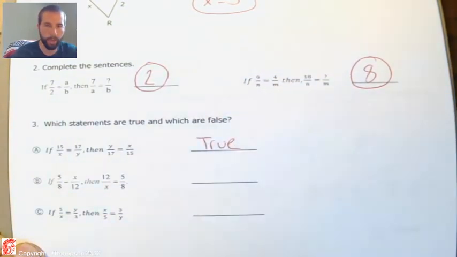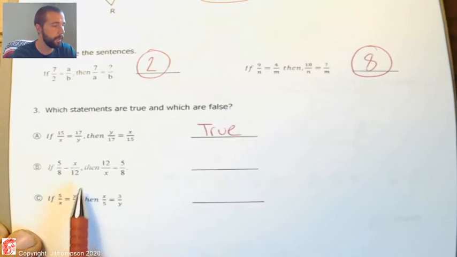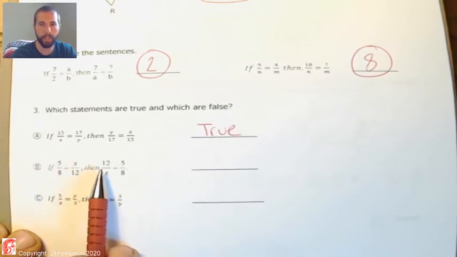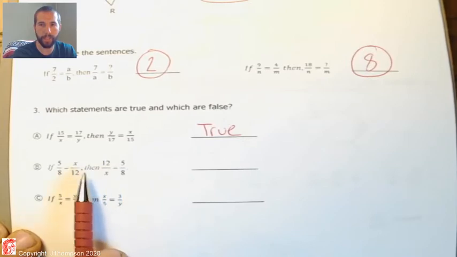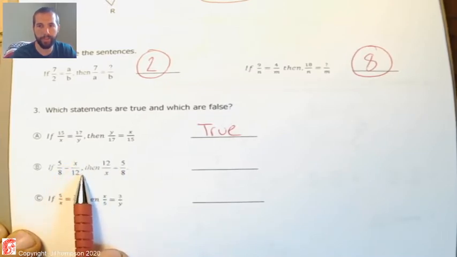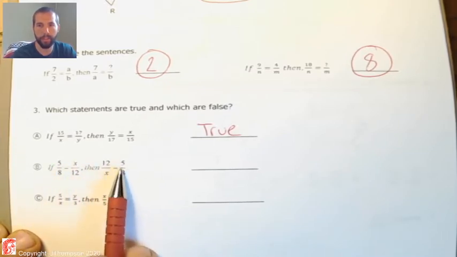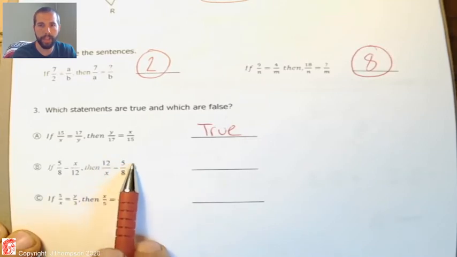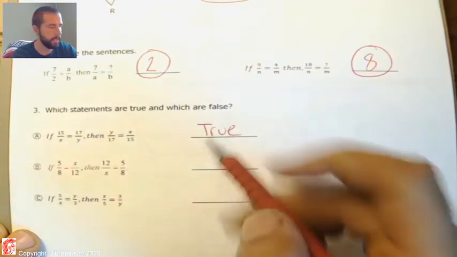But if we only flipped one of them, that would not be true. So in B, we have 5 over 8 equals x over 12, but then the other one is 12 over x, which is flipping the x and the 12, but then we didn't flip the 5 with the 8, we kept it the same. So if we're going to flip x over 12, we also have to flip the 5 and the 8. So this should say 8 over 5. Since it doesn't, that's false.